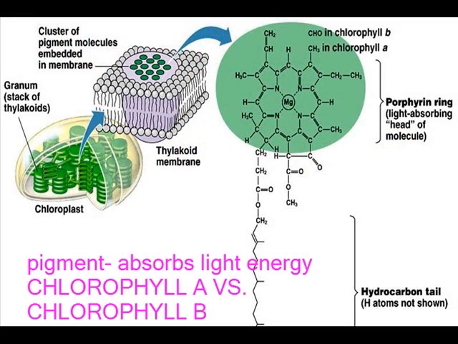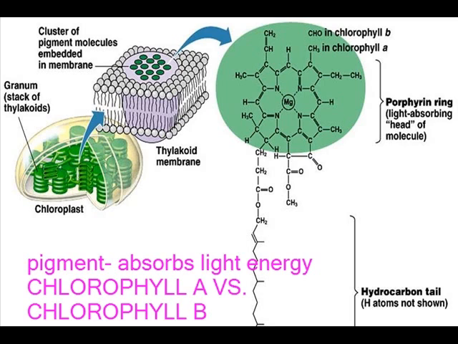Within a chloroplast, you have molecules that actually absorb the light energy, and those are called pigments. So pigments absorb light energy. The major pigment that you have in a chloroplast is chlorophyll. There are a couple different types of chlorophyll: chlorophyll A and chlorophyll B. If you look at the green circles around the chemical structure, you should see the difference in the structures between chlorophyll A and chlorophyll B.